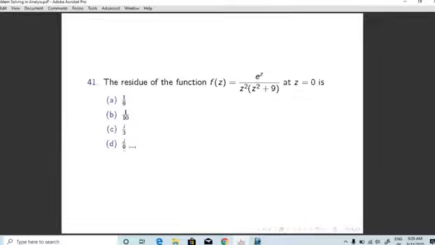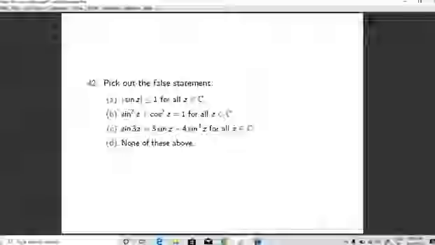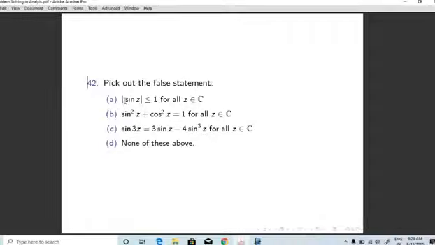Residue. So next, question 42. Pick out the false statement. So suppose the first one is, we know that sin z is an entire function. Suppose this is true. This says that sin z is bounded. We know that a bounded entire function is constant, but sin z is not a constant function. Therefore, this is not valid.